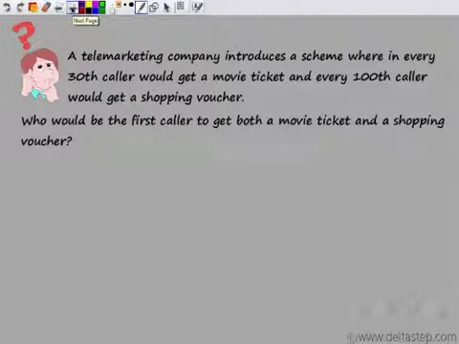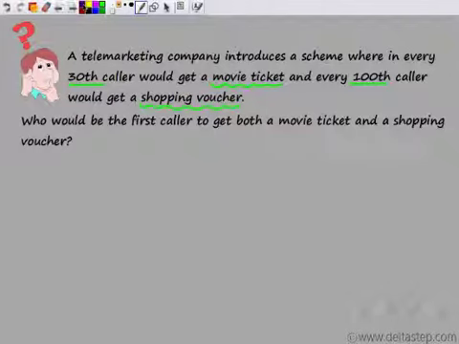Now let's see whether you can do this question. This says that a telemarketing company has introduced a scheme. What is this scheme? That every 30th caller gets a movie ticket, and every 100th caller gets a shopping voucher. So you need to find the first caller who would get both the movie ticket and the shopping voucher. So how would you do this?